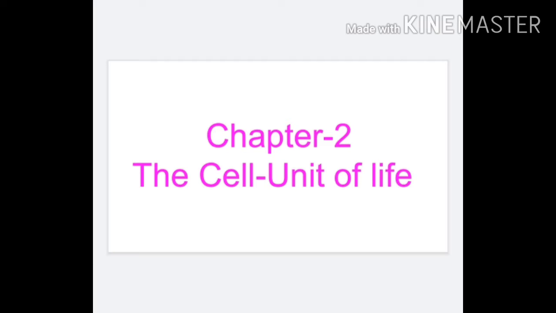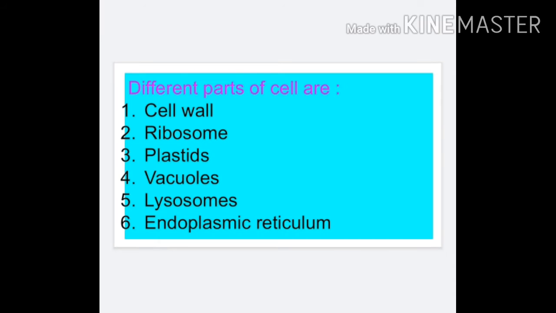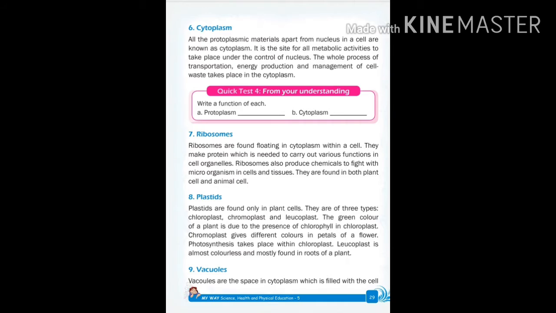Today we will continue our chapter 2, the cell unit of life, from page number 29, cell components. We were reading cell components, so today we will read the remaining components of the cell. Okay, let's start our class with the components of the cell: plastids.